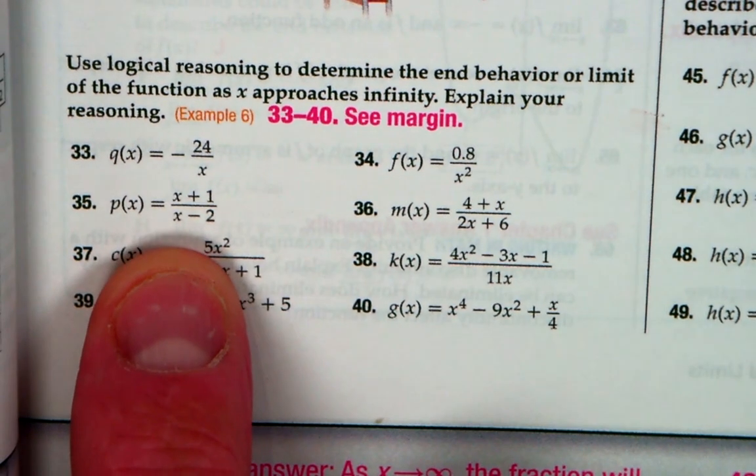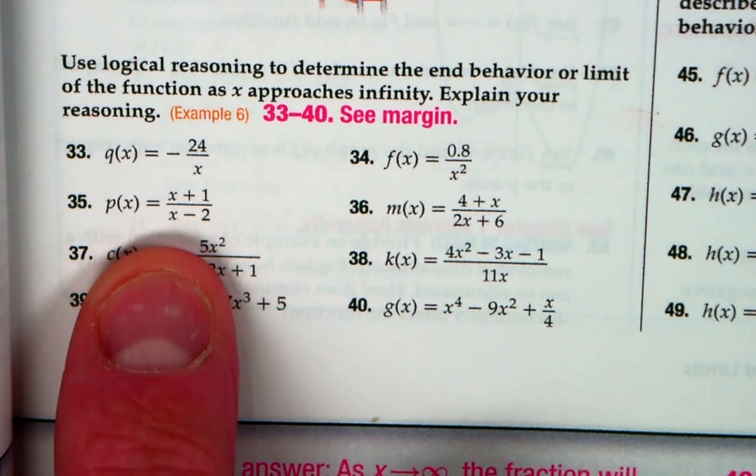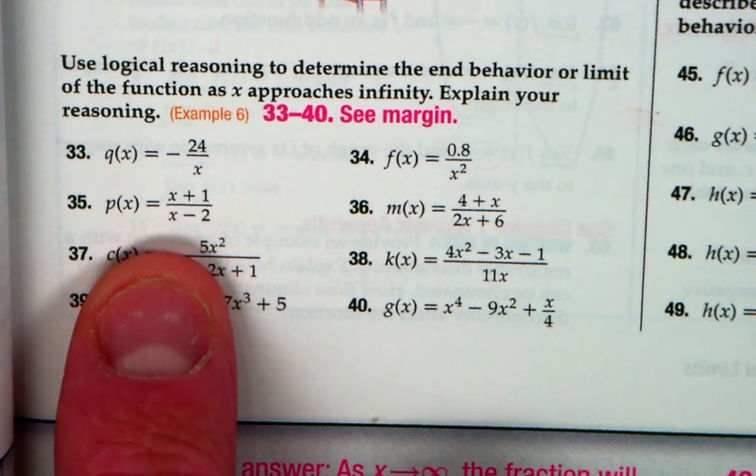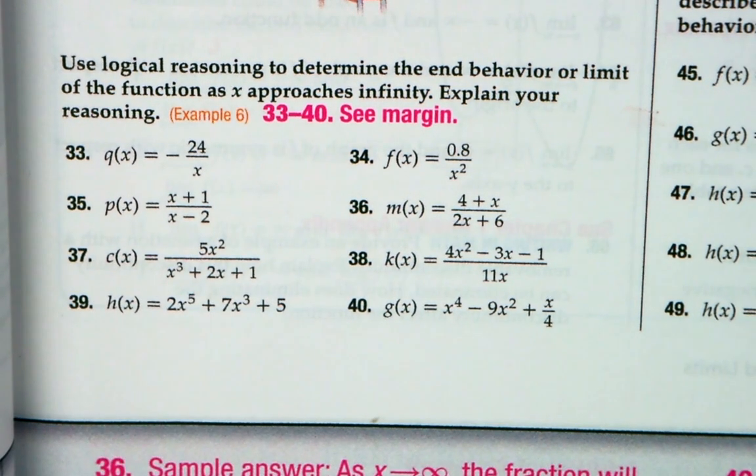35. If I plug in 10, I get 11 over 8. If I plug in 100, I get 101 over 98. 101 over 98, that's basically really close to 1.